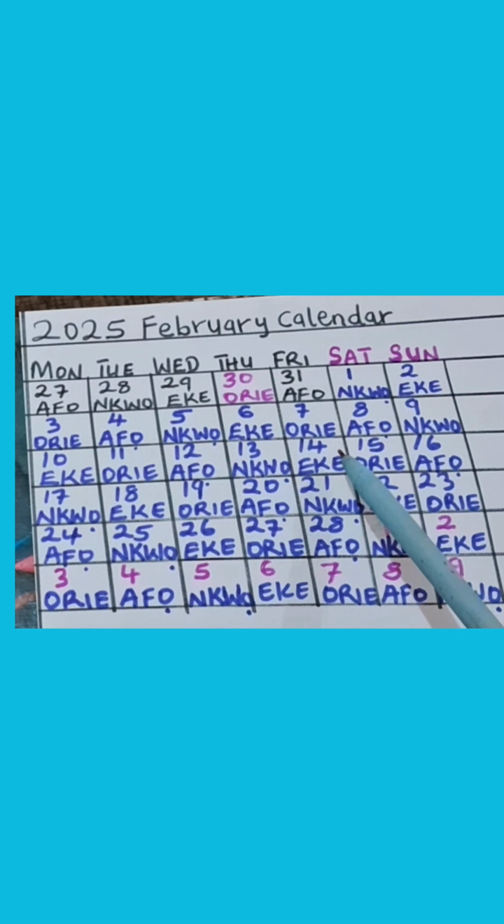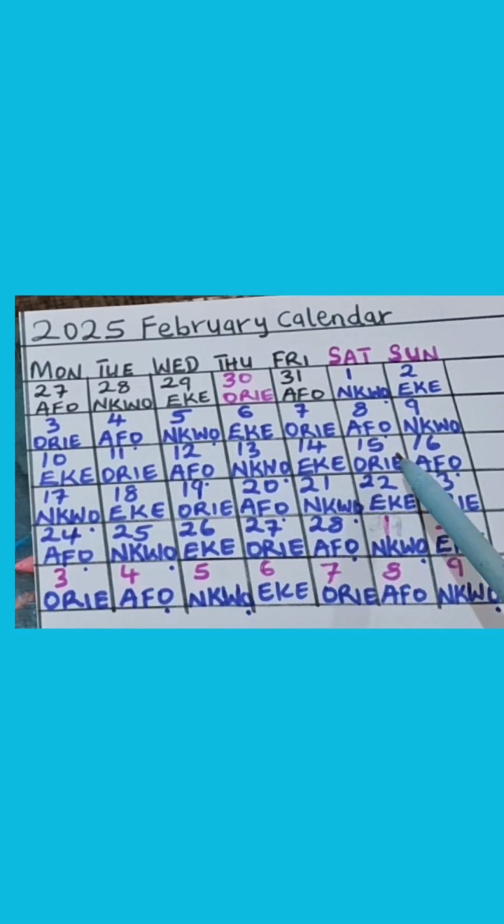Friday, 14th February, Eke Day. Saturday, 15th February, Ore Day. Sunday, 16th February, Afo Day.